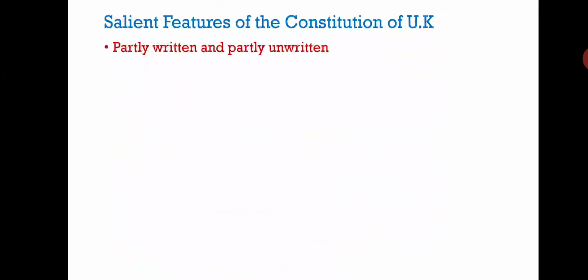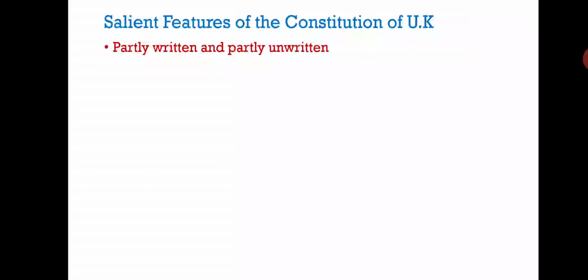But by unwritten, we do not mean that none of its principles is written. There are several written parts of the British Constitution, like the Magna Carta, Bill of Rights, Reform Acts, Parliament Act of 1911, etc. But the unwritten part is heavier than the written one. So, by unwritten, we mean that the written part of the British Constitution is lesser than the unwritten one.